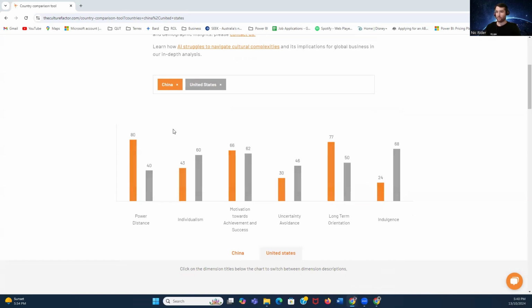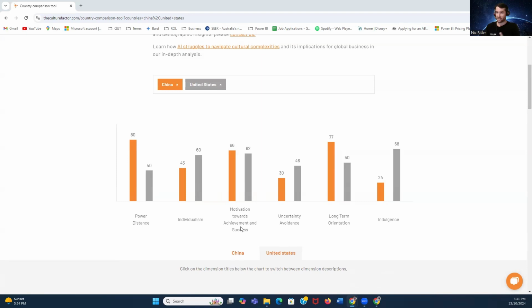The way the scale works here is out of 100. If they score 100, it means they're very much that particular way, and if they score zero, it means they're not that way at all. For power distance, China is quite close to 100, at 80, meaning there is a strong power distance relationship. So hierarchical, I guess you could say, compared to the USA, which scores 40, where it's a bit more democratic and open to discussion. Individualism, a bit closer.